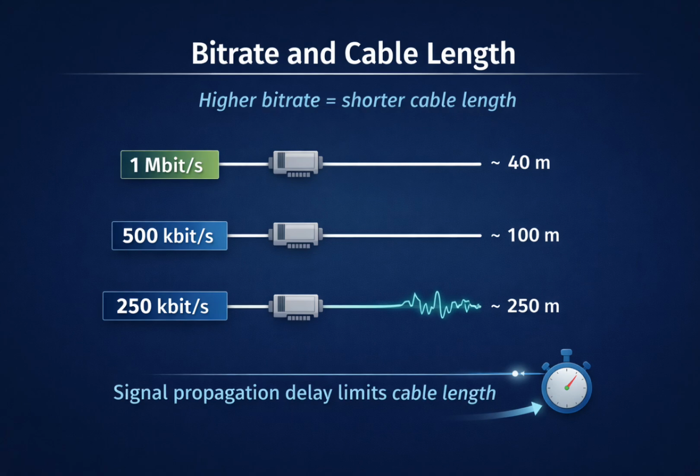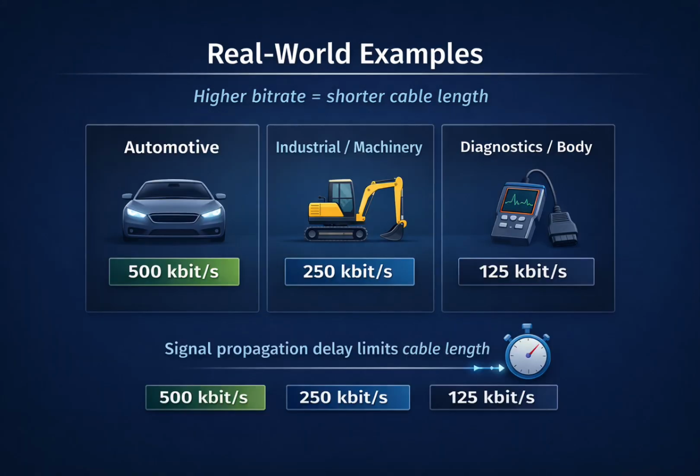This comes down to signal propagation delay. CAN relies on precise timing, and the signal needs to travel across the network and back within a single bit time. So how does this work in practice?